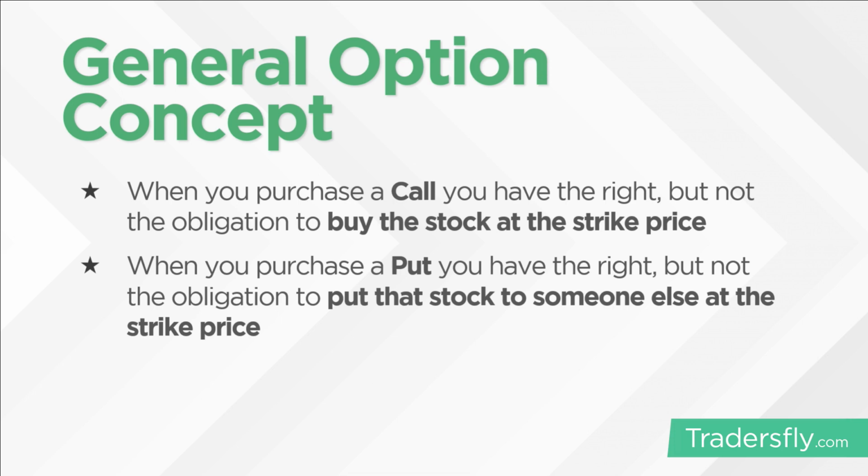You buy a put at, let's say, $40. Okay, so that's your strike price. So now if the stock drops to $1 a share, you can put that stock to someone else at the $40 strike price, because that is the strike price you own it at. So having a put at that certain strike price allows you to put it at a higher price than what the stock is. Again, you don't have to do that, but you can do that.